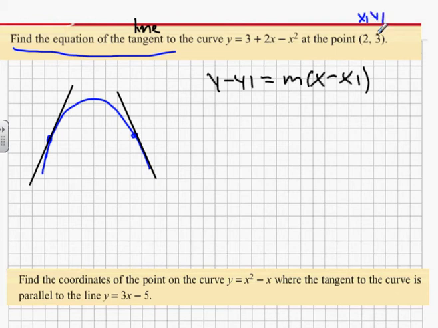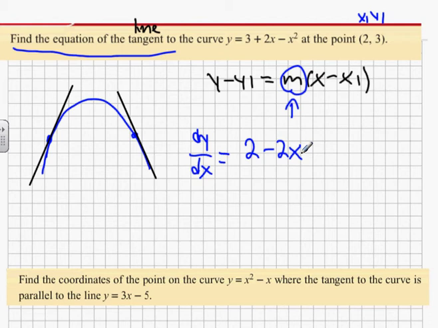What do you not have? You don't know what the slope is. In differentiation, how do you find the slope? Differentiate once. Differentiate once, and you're going to get 3 turns to 0, 2x turns to 2, and minus x squared turns to minus 2x.